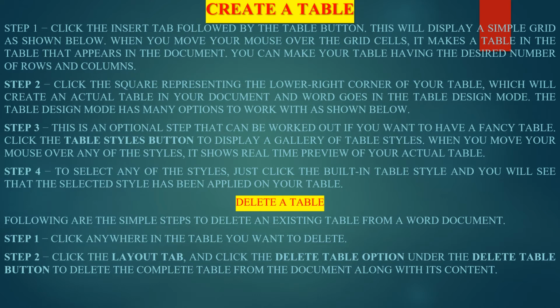Delete a table. Following are the simple steps to delete an existing table from a Word document. Step number 1. Click anywhere in the table you want to be deleted. Step number 2. Click the Layout tab and click the Delete table option under the Delete button. This will delete the complete table from the document along with its content.